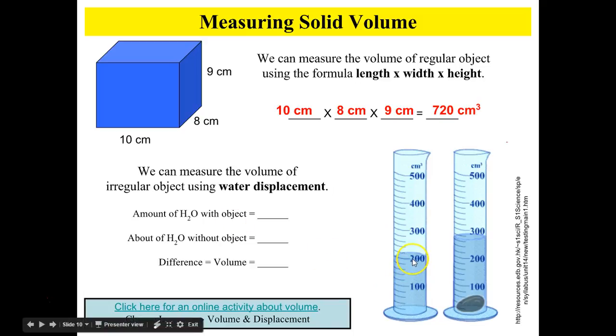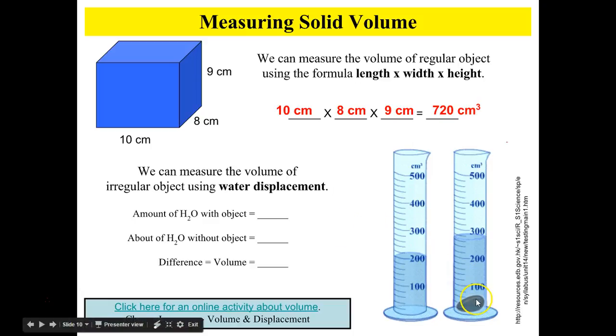If we read this, let's figure out our interval here. So our marked lines are by 100, and then we've got 1, 2, 3, 4, 5. So 100 divided by 5 gives me an interval of 20. Each line is worth 20 milliliters or 20 centimeters cubed. So we start with, here's the amount of water before I put the rock in. That's 200 milliliters.